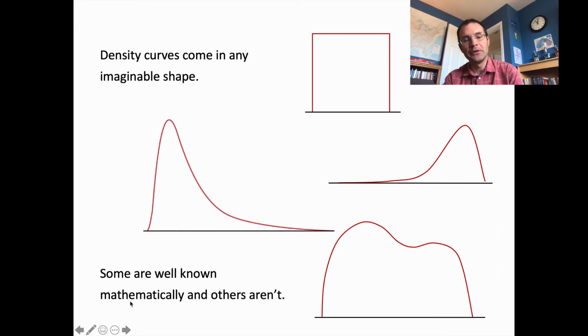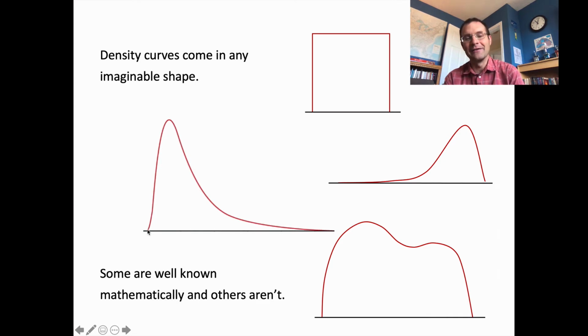It also says some are well known mathematically and others aren't, and by that, basically they could say, we can come up with an equation for generating some of these curves, and for others it may be more difficult to do that, or we don't know how to yet. But the one point I want to make here is it says density curves come in any imaginable shape. What you won't see with the density curves, at least it wouldn't really make sense, is if you had them having overhanging ledges, like if this one went up like this and then bowed out over here and then came back over here. That's not going to work.